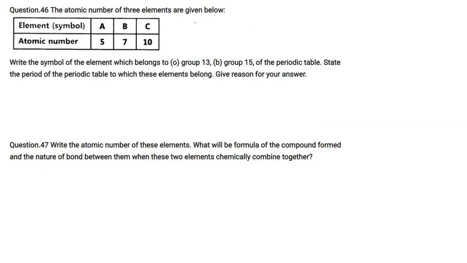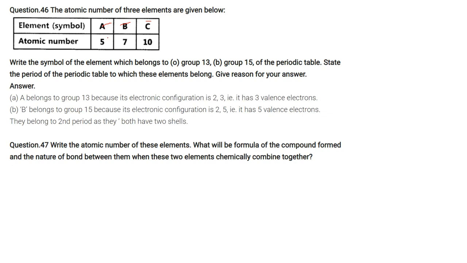The atomic numbers of 3 elements are given: A, B, C are 5, 7, 10. Write the symbol of the element which belongs to group 13 and group 15 of the periodic table. State the period of the periodic table to which these elements belong. Give reason for your answer. So A belongs to group 13 because its electronic configuration is 2, 3. It has 3 valence electrons. B belongs to group 15 because its electronic configuration, for 7, is 2, 5. It has 5 valence electrons. And they belong to the second period. They both have 2 shells.